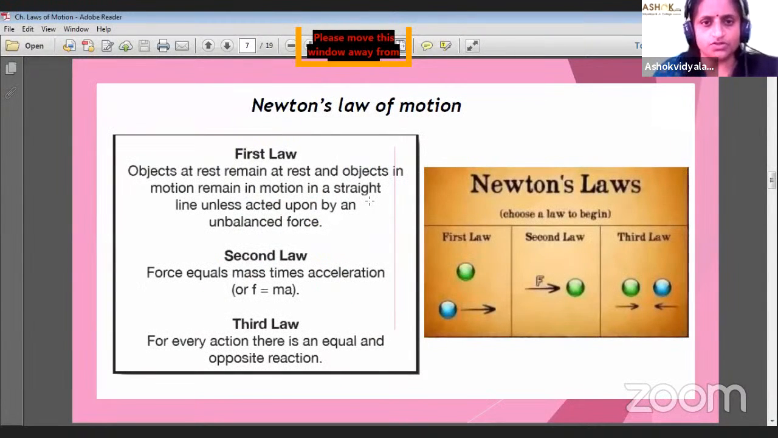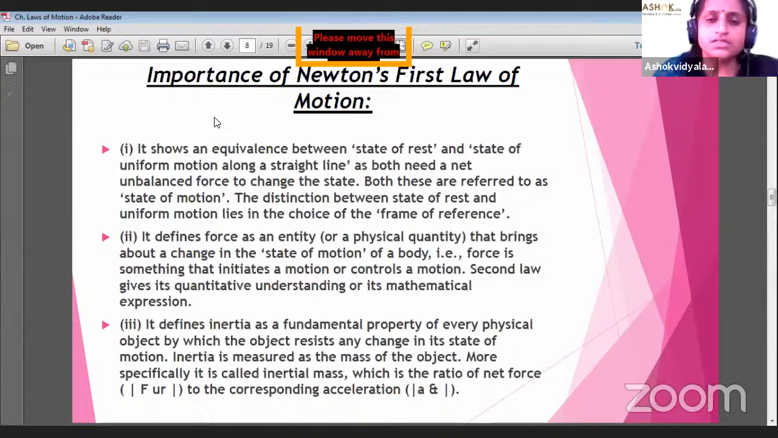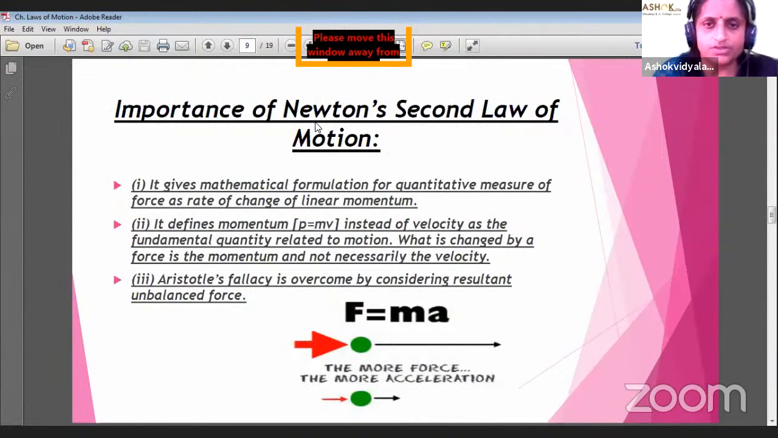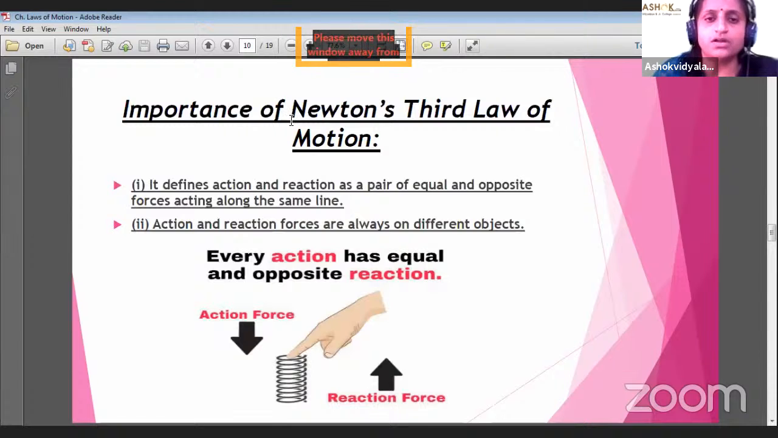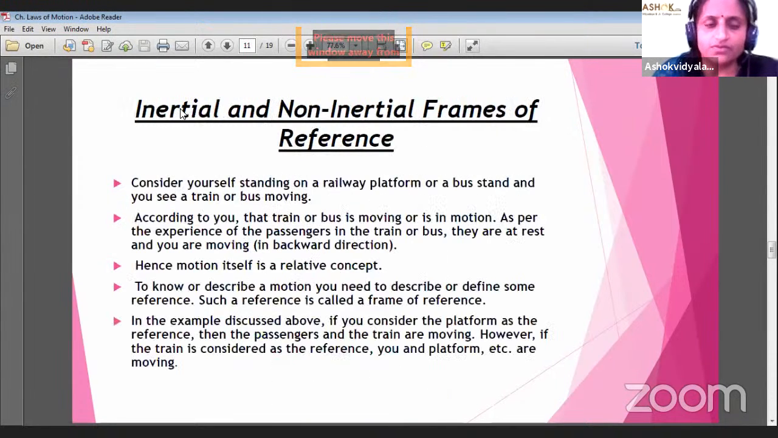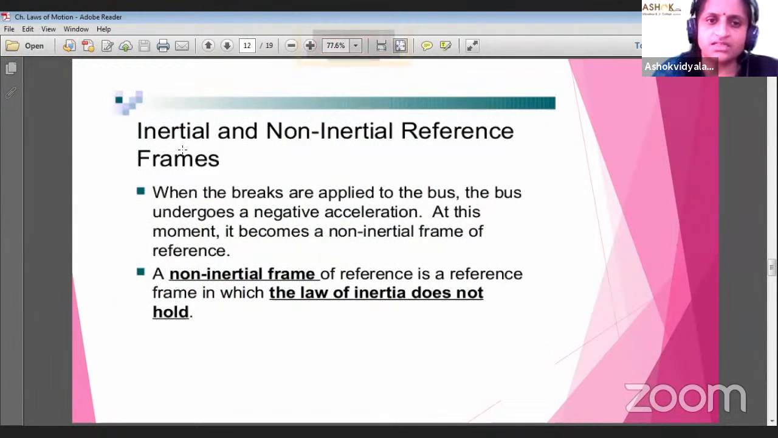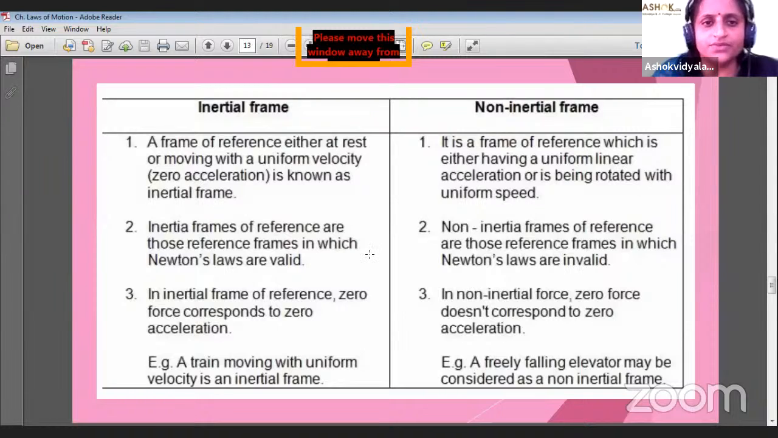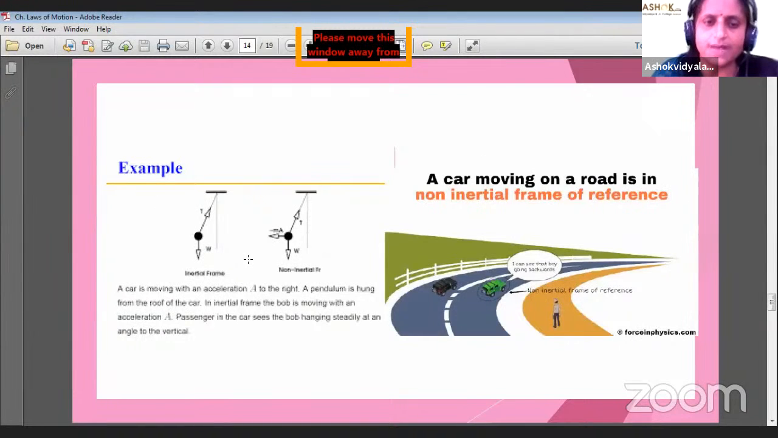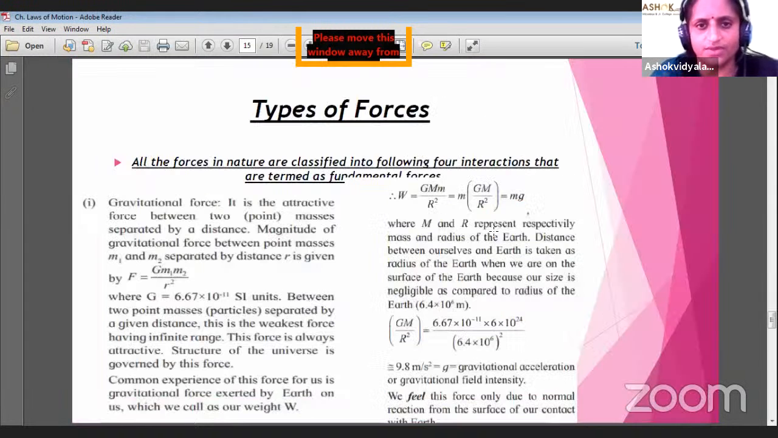Next one, Newton's laws of motion. There are three laws of motion: first law, second law, third law. Then the importance of Newton's first law of motion, the importance of Newton's second law of motion, the importance of Newton's third law of motion. Then, what is the difference between inertial and non-inertial frames of reference? An inertial frame of reference is one in which all Newton's laws are obeyed. A non-inertial frame of reference is one in which Newton's laws are not obeyed. This is the difference between inertial and non-inertial frames of reference. These are examples of inertial and non-inertial frames of reference.